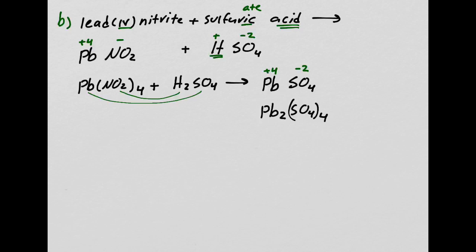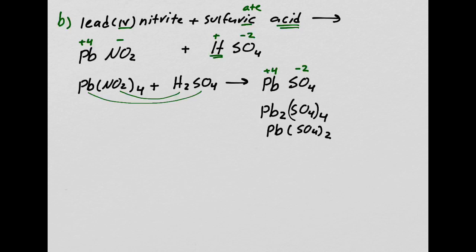But what do you have to do? After you cross multiply the charges, you should simplify if you can. Could you simplify in this case? Yes, you could divide it by 2, right? And you should divide it by 2. So if you can simplify, you must simplify. So if we divide this by 2, what we end up getting is PbSO4 2.